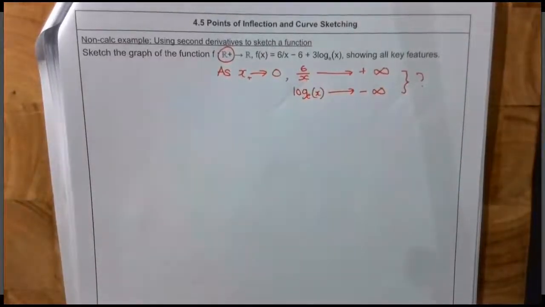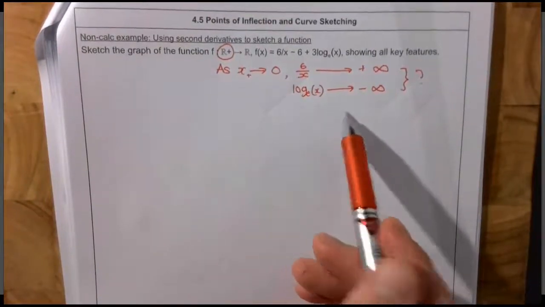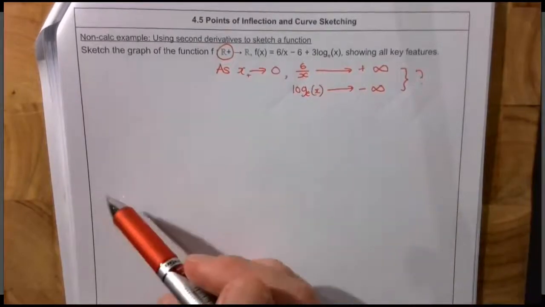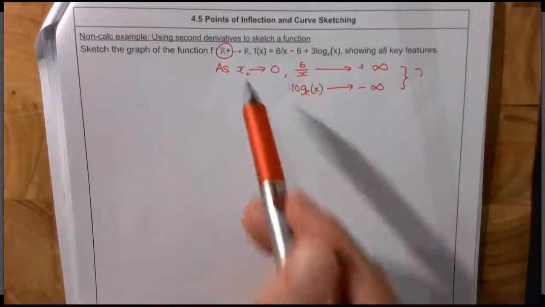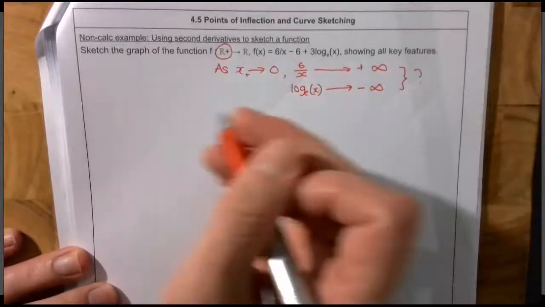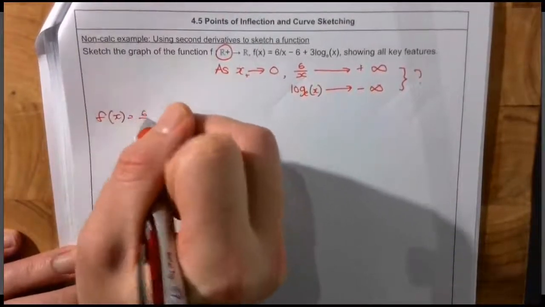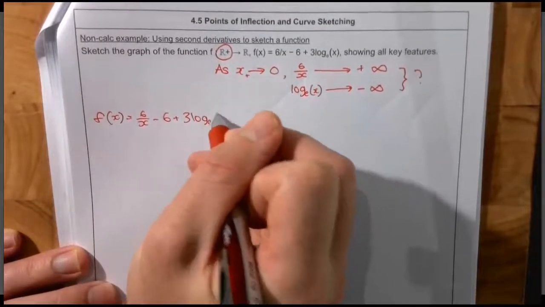And that's the most interesting thing about this question as I look at it. I don't know without a bit more analysis which one of these two terms is going to be dominant for small values of x. So we have to just go to our basic tools. So we define f of x as 6 over x minus 6 plus 3 log e of x.